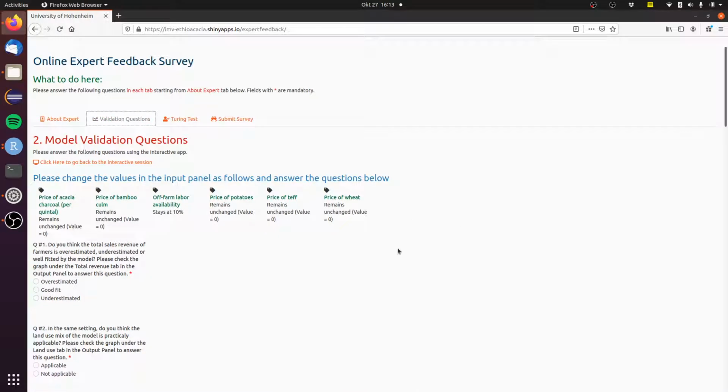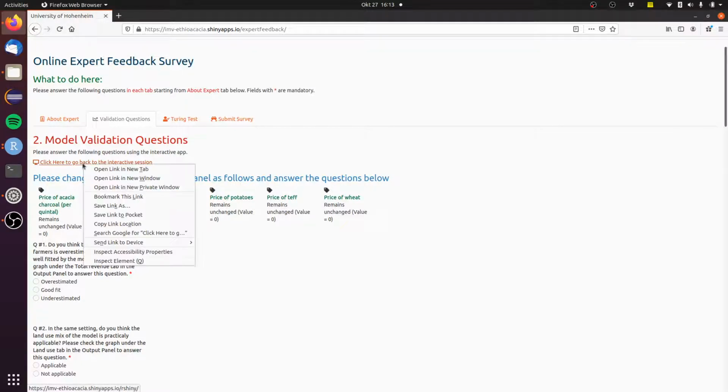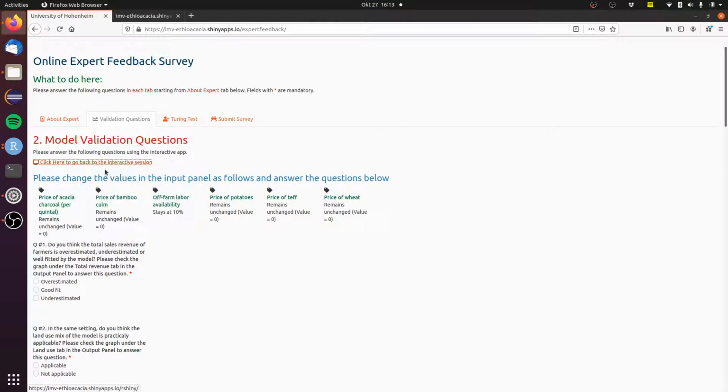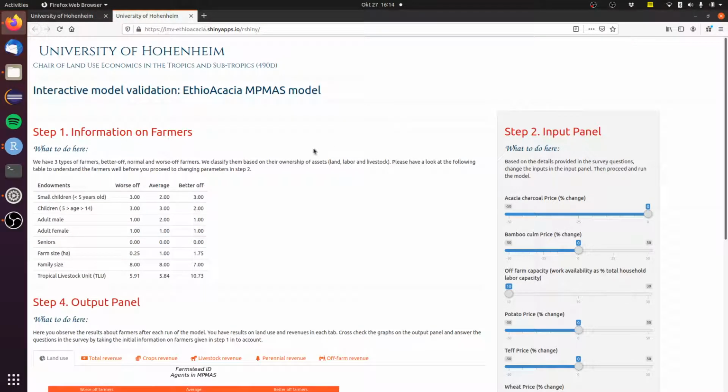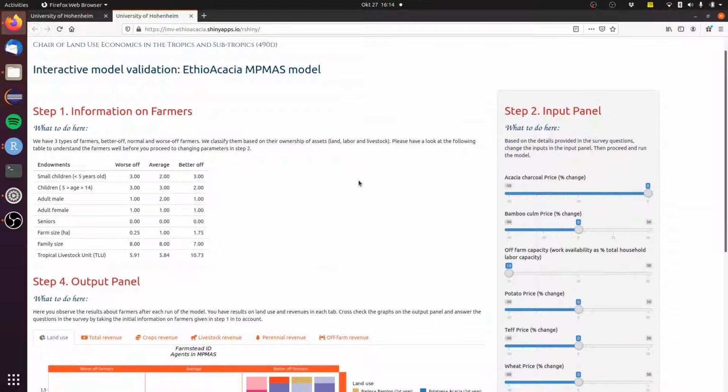So in this question, the important thing is there is another app, the main interactive model application, which we have developed. You can get it by clicking here. So I will open it in a new tab so that I can see both tabs in parallel, the survey questionnaire, which is this one, and then the main interactive model application.